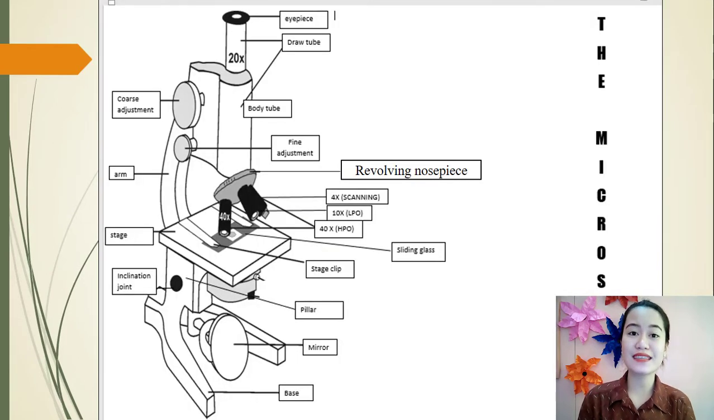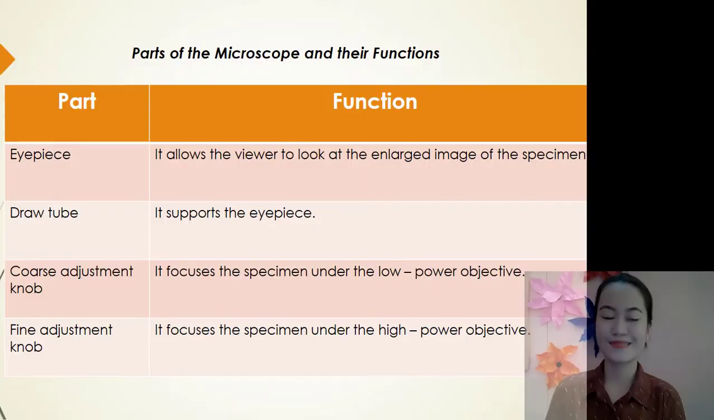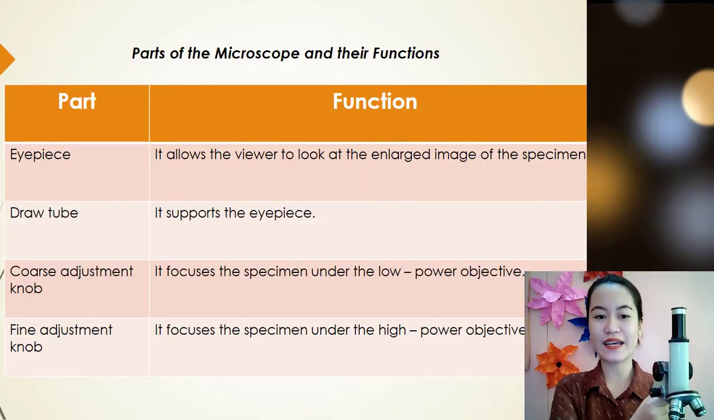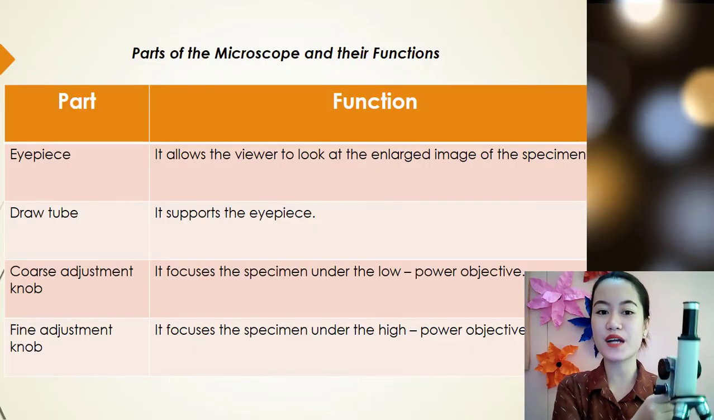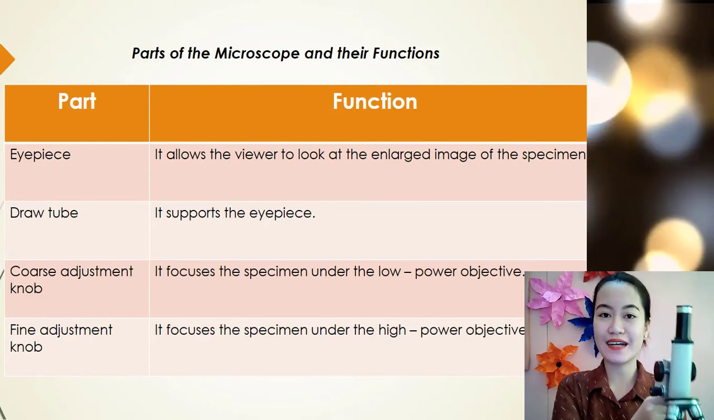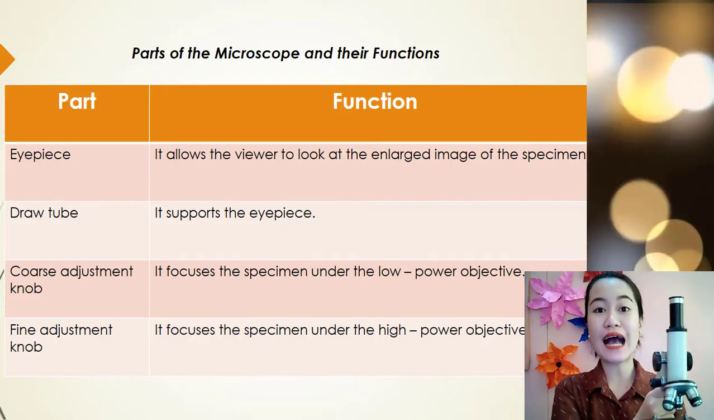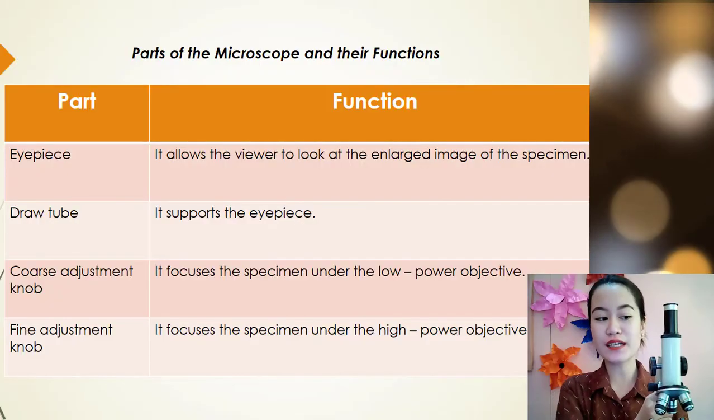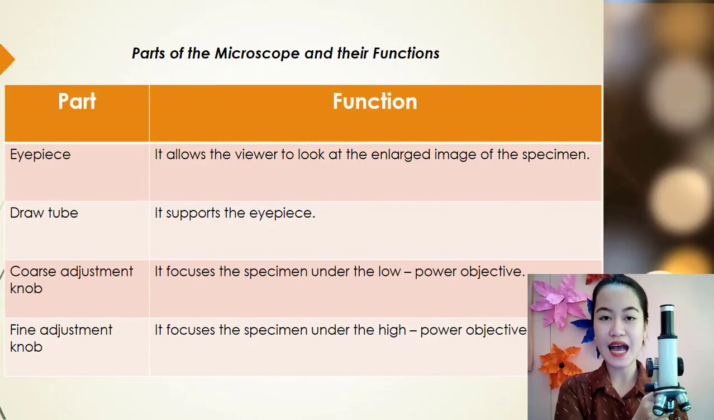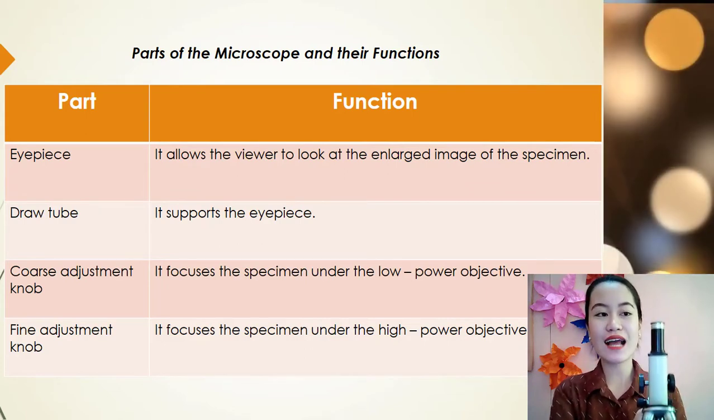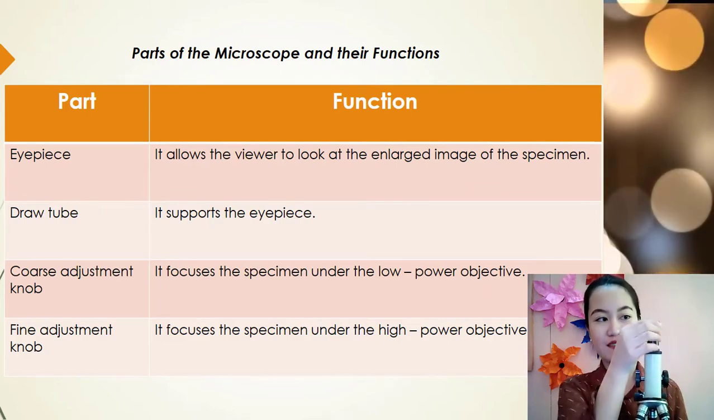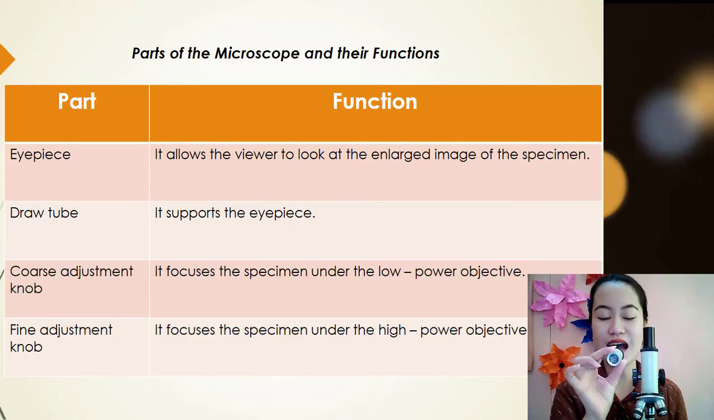So let us proceed now to the parts of the compound microscope. So let us also discuss the parts of the microscope and their functions. Okay, class? So number 1, we have the eyepiece. So which part of the microscope is the eyepiece? Class, this is the eyepiece.